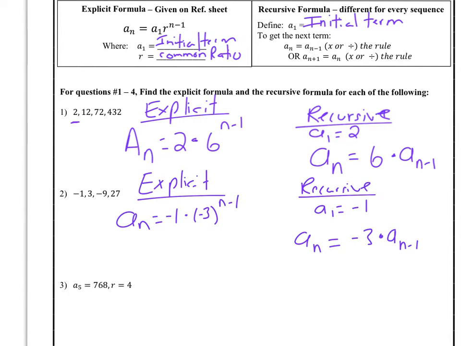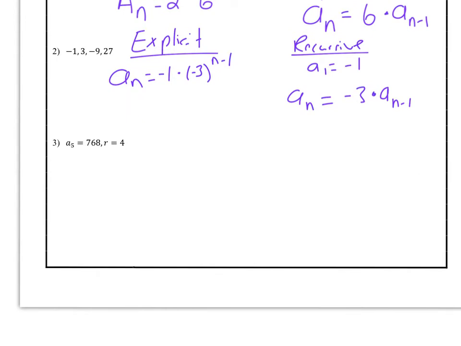Question 3, tons of fun. For question 3, it starts off by giving us the r value and the value of the fifth term. So the multiplying number is 4. This isn't a killer question, but it does throw people off. 2, 3, 4, 5. So here are my first 5 terms: a subscript 1, a subscript 2, a subscript 3, 4, and 5. And I know the fifth term is 768. So what do I have to do?